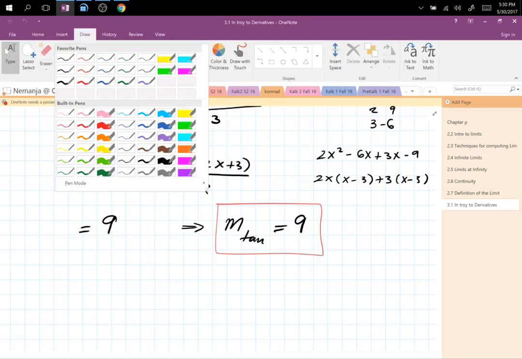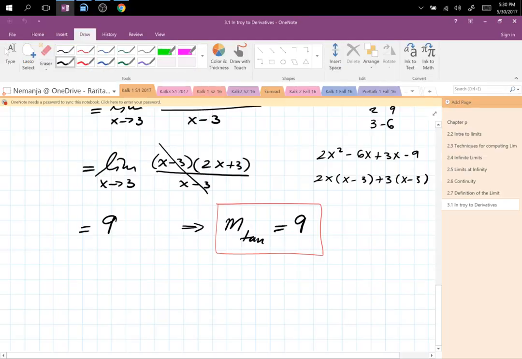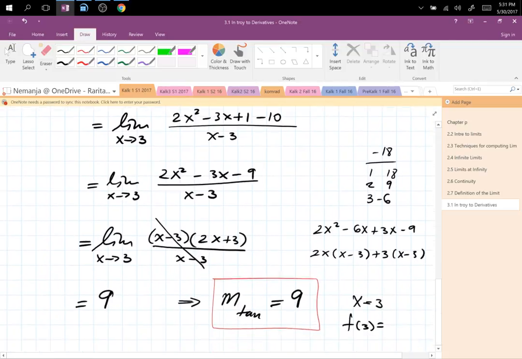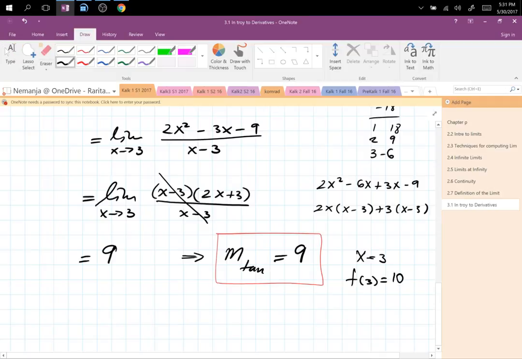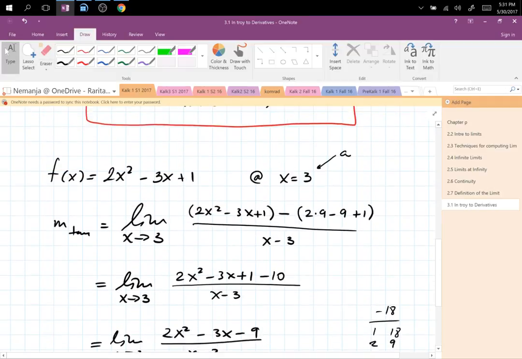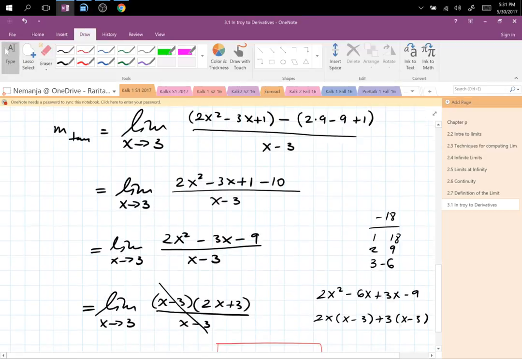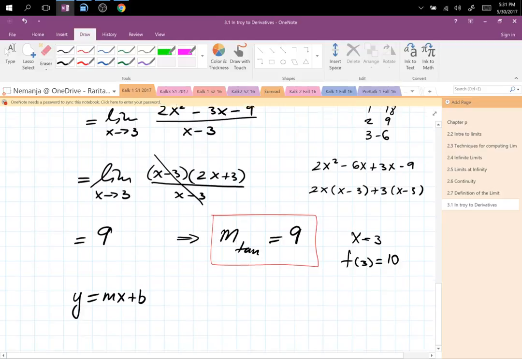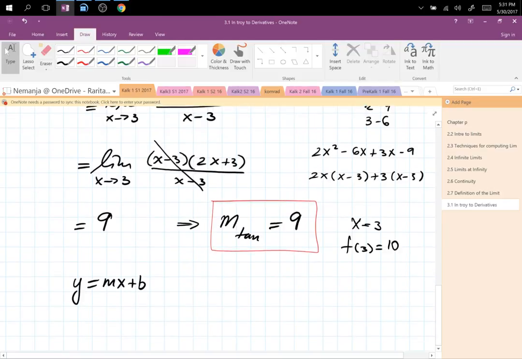So now I just want to find the equation of the tangent line. I have that x is equal to 3, and f of 3 was 10, right? So I can find the equation of the tangent line. I wanted Mathematica to do it, but I'll find it by hand, and then I'll ask Mathematica to do it again. So we have this information.